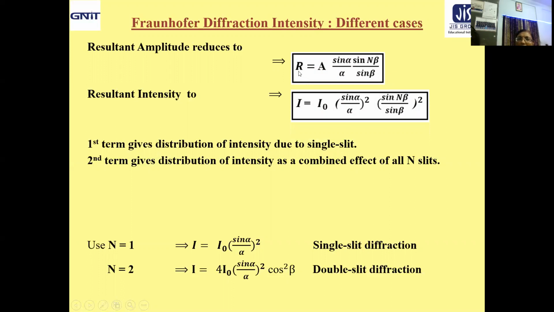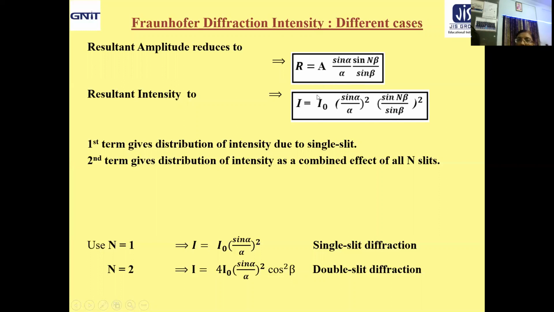That means what we are getting? I is proportional to R square, the proportionality constant is K. So here we are getting I equal to I0, sine square alpha by alpha square, sine square n beta by sine square beta. So the resultant amplitude square is the intensity. So we are getting the resultant intensity due to n slits as I equal to I0 sine square alpha by alpha square, sine square n beta by sine square beta.